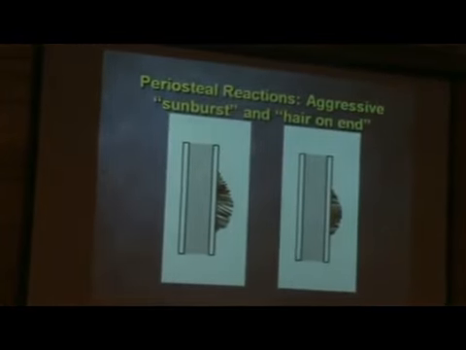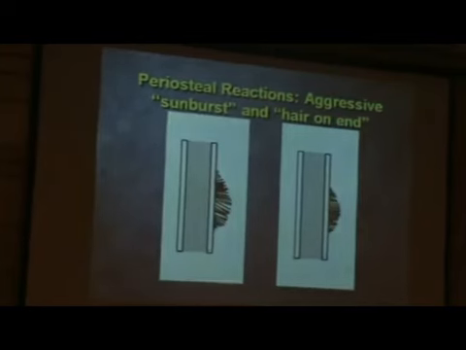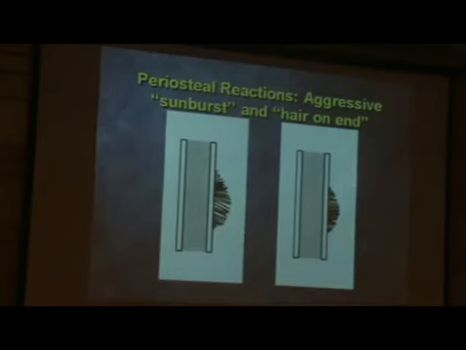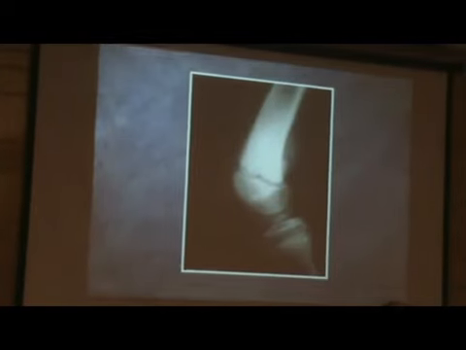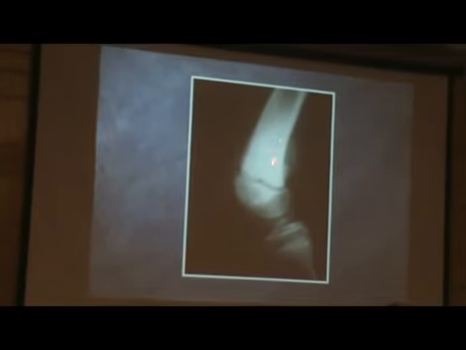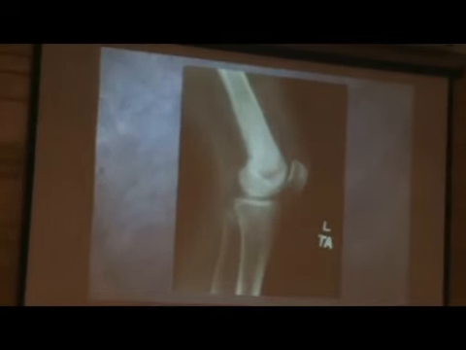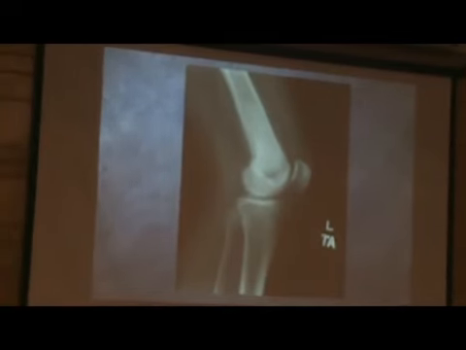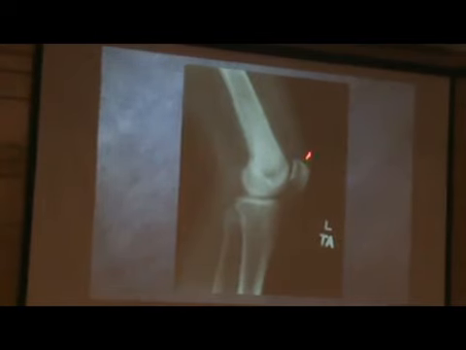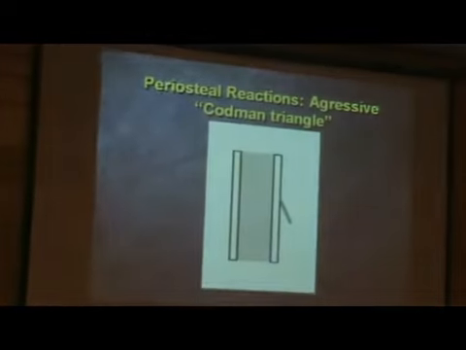I think one of the most aggressive types is the sunburst or hair-on-end, and as you can see here, this is a patient with osteosarcoma. You can see the spicules coming out of the distal femur posteriorly. And this is an older patient with a prostate met, which is an unusual appearance, but I've seen it in a few patients where you can see a very aggressive periosteal reaction around this prostate met with the hair-on-end type of periostitis.